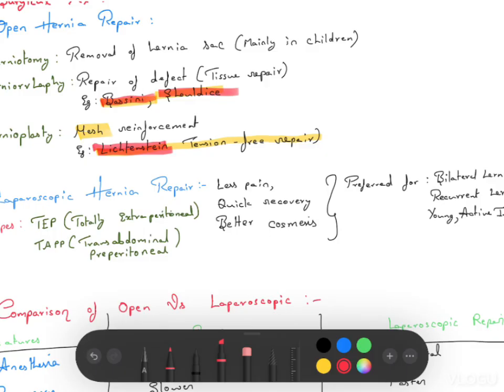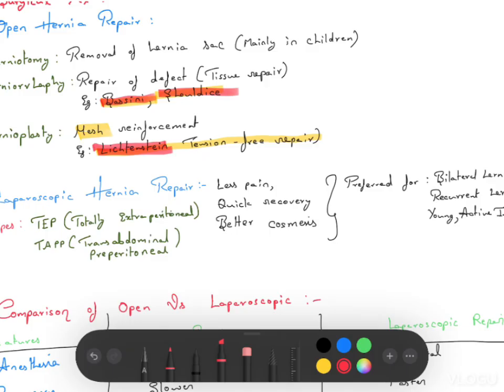Next we can see Bassini. Bassini is a historical operation. We discussed this in the historical background. In 1889, Bassini first started this surgery, which is why it is called the Bassini repair. In the Bassini repair, the conjoint tendon is sutured to the inguinal ligament. But this Bassini repair has higher recurrence than mesh repair.